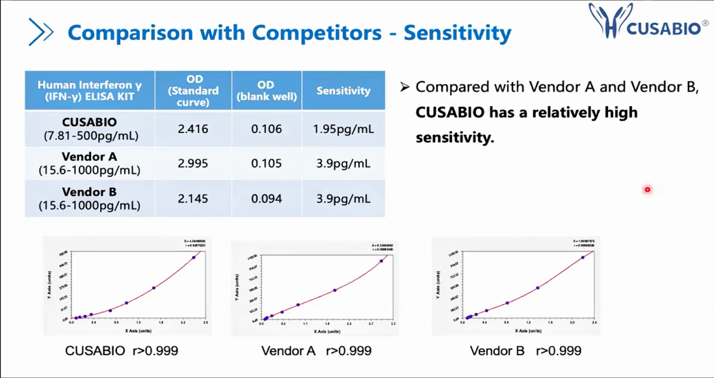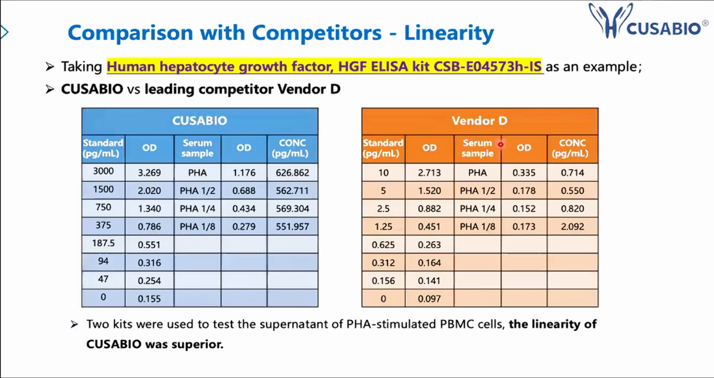Besides that, we also checked the sensitivity. Here's a summary table summarizing the sensitivities for CUSABIO, vendor A and vendor B. We found that CUSABIO has a relatively high sensitivity. As you see, the sensitivity we have is 1.95 picogram per ml, and the other 2 kits are 3.9 picogram per ml. So the CUSABIO ELISA kit has a relatively high sensitivity.